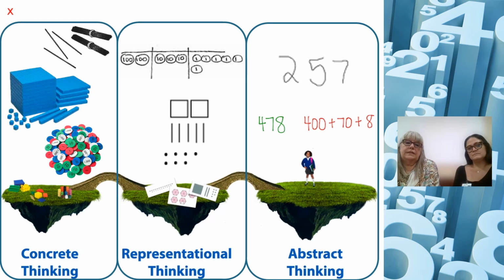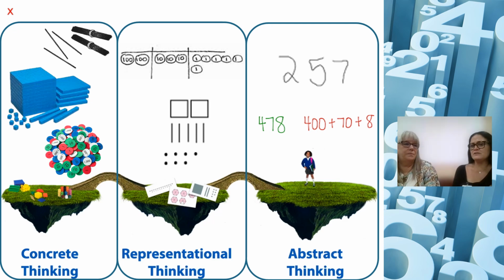Here you see the concrete tools that might be used, the representations that students will make when drawing models, and the abstract thinking, which are those numbers and symbols that we put down on paper. And you want to make sure that you're making connections. So when they're building with the base 10 blocks, they should also be making quick pictures of what that looks like so that they can make the connection between the two, and become more efficient with solving the problem if they don't have the manipulatives in front of them.